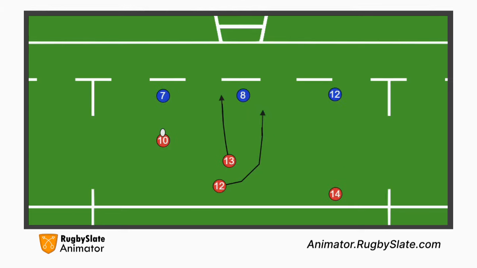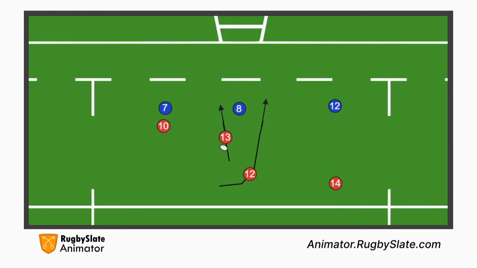The 13, as the blocker runner, needs to time this perfectly so that they're at the gain line just as the 10 is looking to pass. This will force the 8 to make a decision about defending the 12 or the 13. All the 10 needs to do is pick the right option. The looping runner, the 12, needs to time and angle their run so they're deep enough for the 10 to be able to pass the ball to them, but also not so deep that the defending 8 can switch their attention from the 13 to the 12 and cover both options.